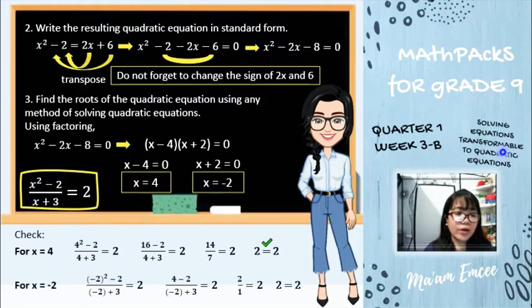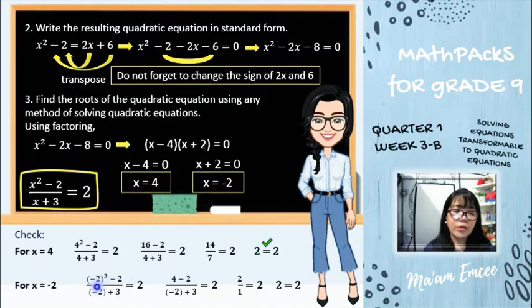Now, let us try for x is equal to negative 2. So we substitute again negative 2 into this equation. So instead of writing x squared, we write negative 2 quantity squared. Again, do not forget to enclose your negative 2 inside a parenthesis. That is to denote that we are squaring both 2 and the negative sign. So negative 2 quantity squared minus 2 over negative 2 plus 3, and that must be equal to 2.